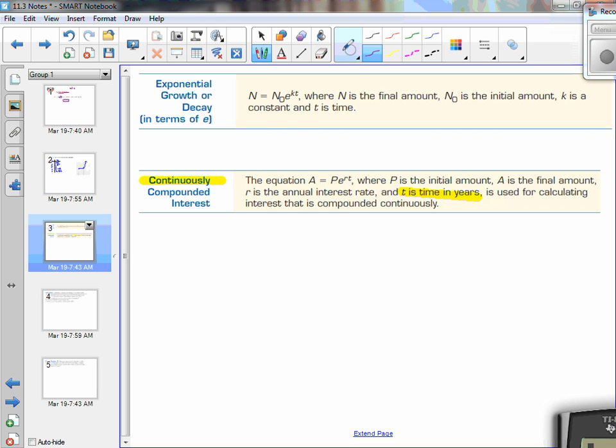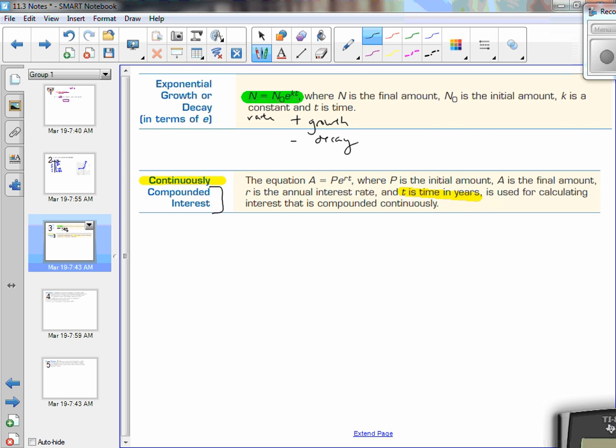So we have a new equation. Again, I'll provide the equations, but I will provide you with what all the letters stand for. So n is still the final amount, and n naught is the initial amount. k is a constant. It might be a rate, it might not be, it just depends. And t is time. The rate is still going to be positive if you have growth, and it's still going to be negative if you have decay. All right? So just like yesterday, it's a different type of equation.